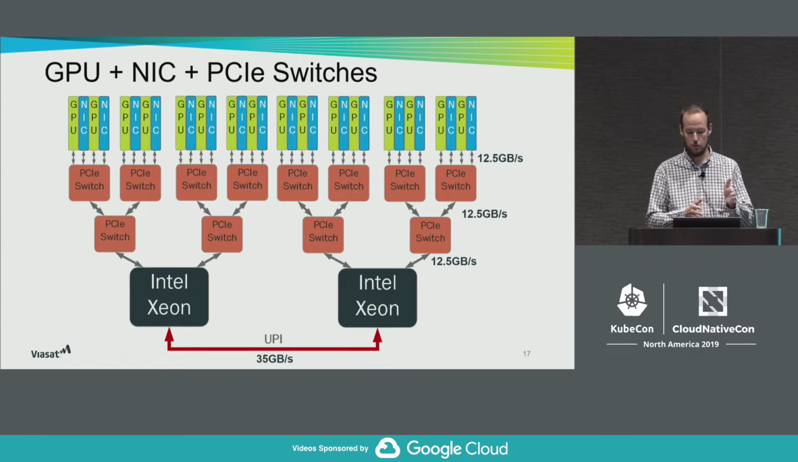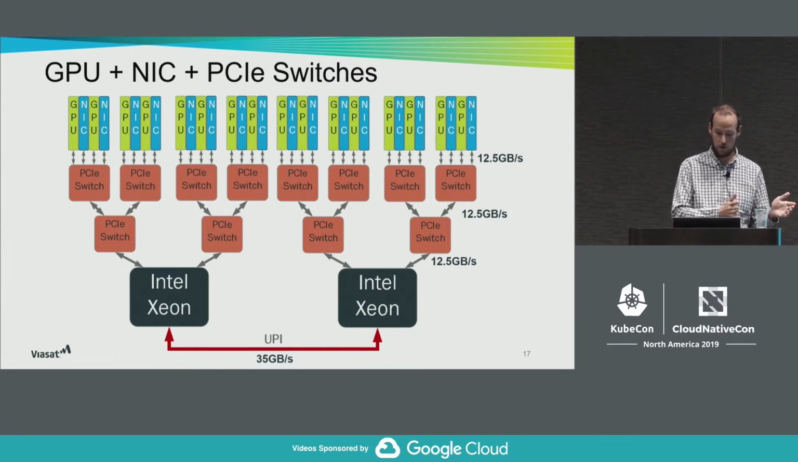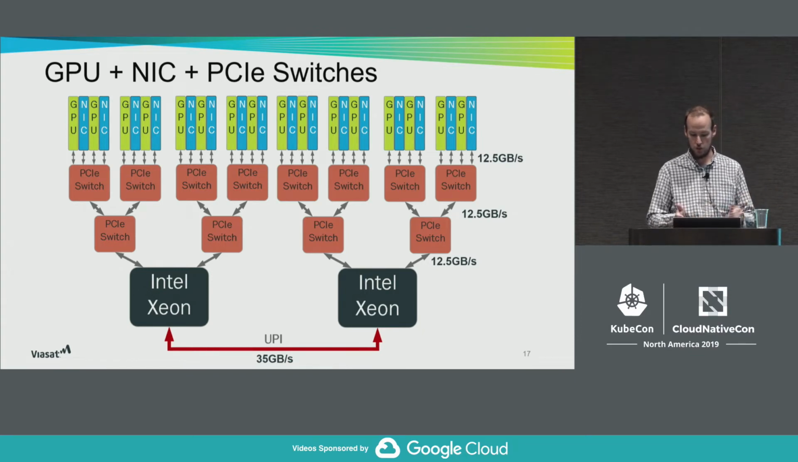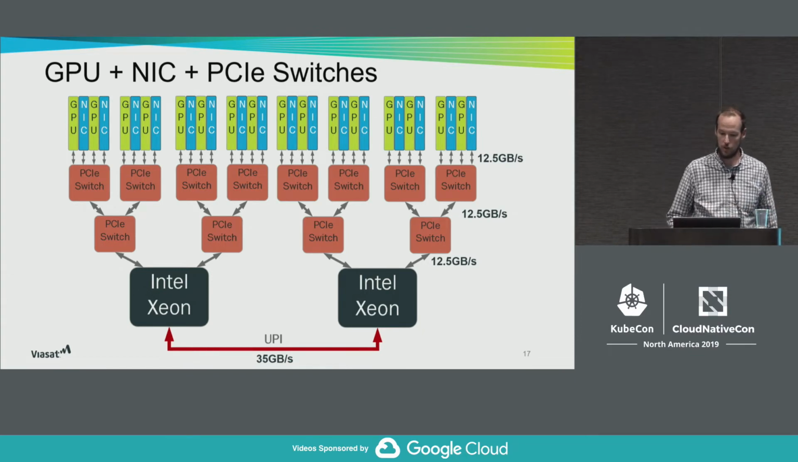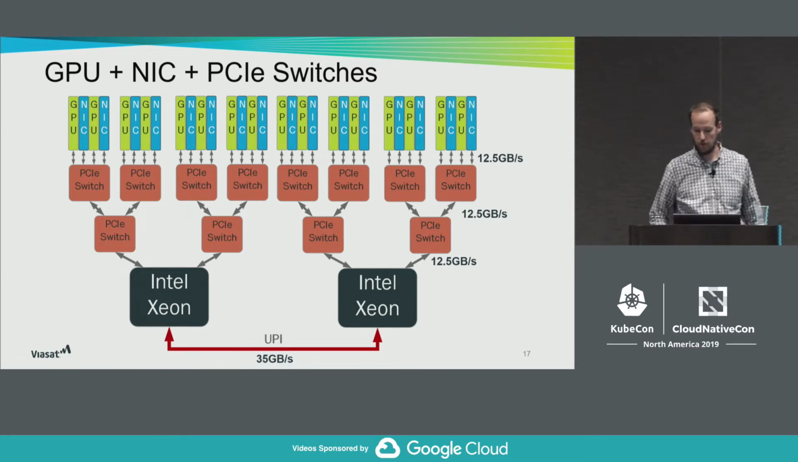And again, if you're transferring data from the left side of the processor to the right side, now there's a huge bottleneck because UPI is only doing 35 gigabytes per second roughly, and you have 32 times 12.5 gigabytes per second from the top.